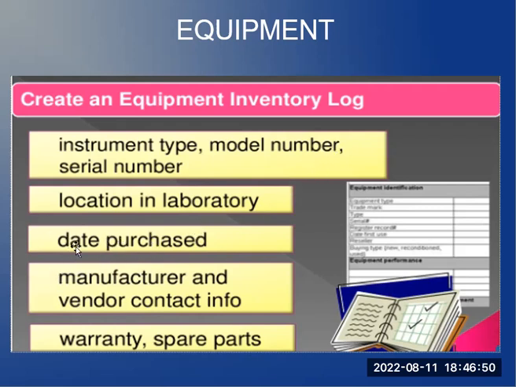Then the next is date of purchase. Your date of purchase determines the warranty of your equipment. That's the first day of the warranty. The warranty may be good for 2 years, 6 months, or 1 year. Next is manufacturer and vendor contract information. The contract information should be in the logbook. Then warranty and spare parts.